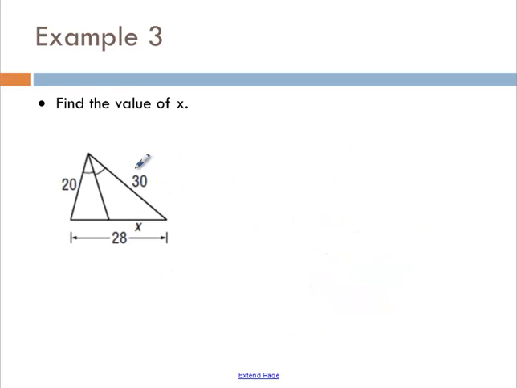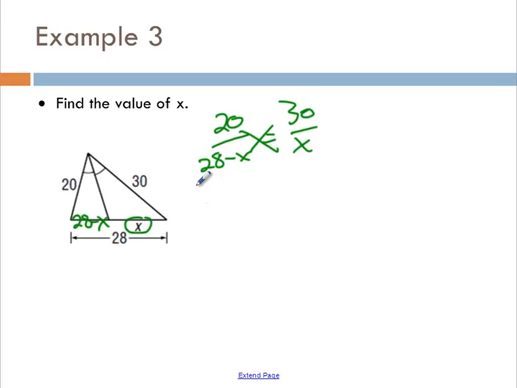And the last example that we have looks like this. I give you that the entire base of this triangle is 28. So if this part here is x, this part here is 28 without the x, 28 minus x. So we're going to set up a proportion 20 over 28 minus x and 30 over x.